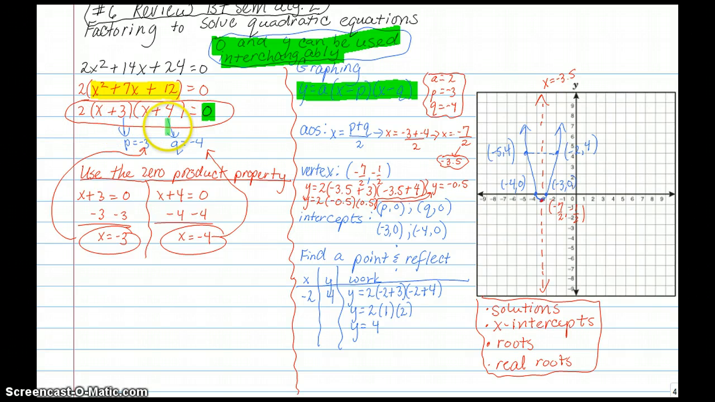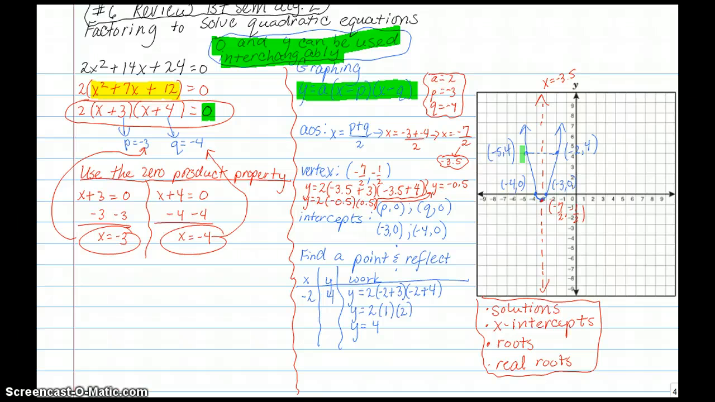So it would have been y equals 2 times (negative 2 plus 3) times (negative 2 plus 4). Then 2 times 1 times 2. So 2 times 1 is 2, times another 2 is 4, so y equals 4. So (negative 2, 4) is here. And again, it's 1.5 from the axis of symmetry. Go 1.5 the other way, and it's (negative 5, 4).